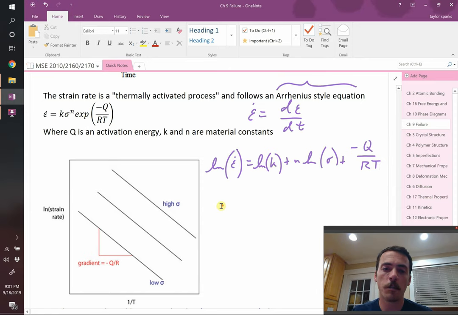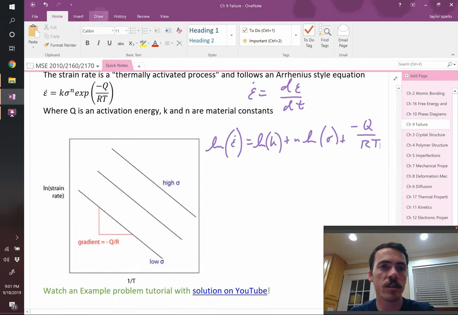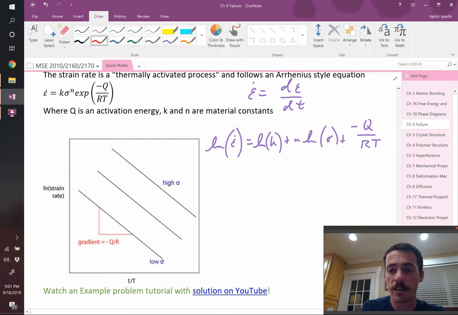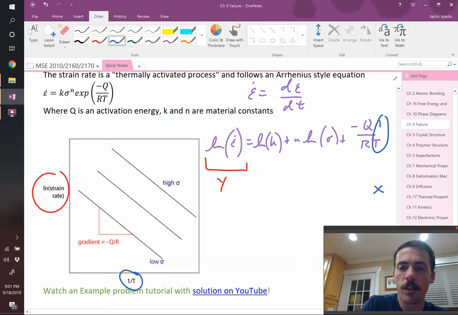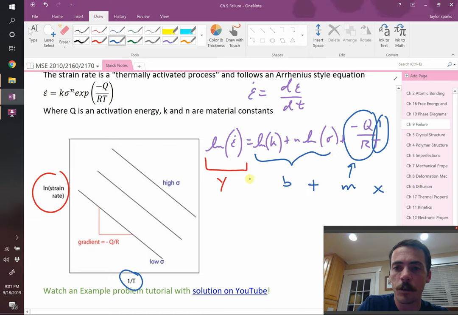So we can make this thing look linear. Why does this look linear? Well, think of how we're plotting it. We're plotting on the y-axis the natural log of strain rate. That's y. Meanwhile, on the x-axis, we're plotting 1 over T. Well, that's this guy right here, 1 over T. That's x. Therefore, if it's y equals mx plus b, the slope is right there, and all of this would be your b. So y equals b plus mx, y equals mx plus b. Okay? So you can make this look linear.